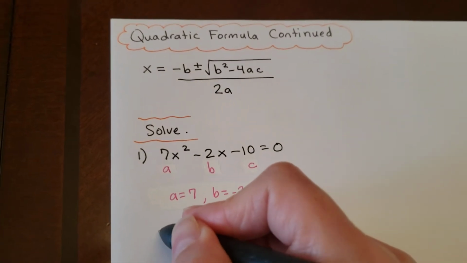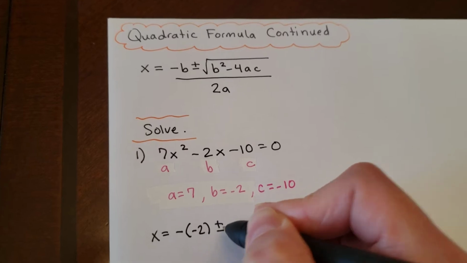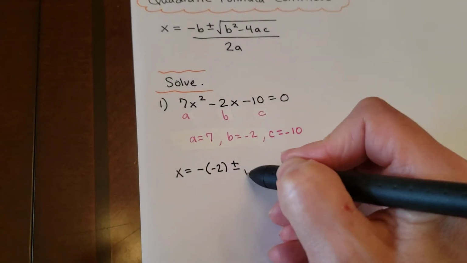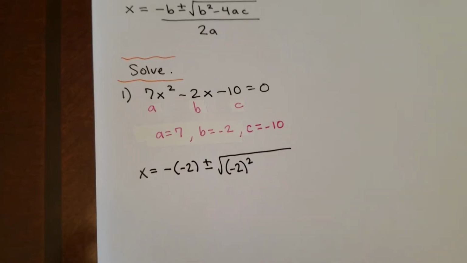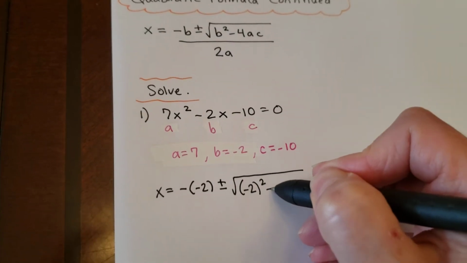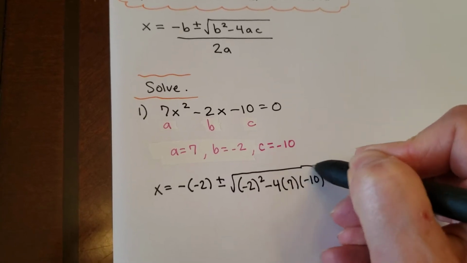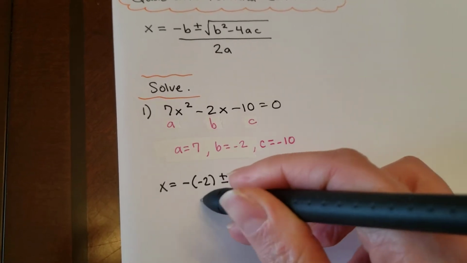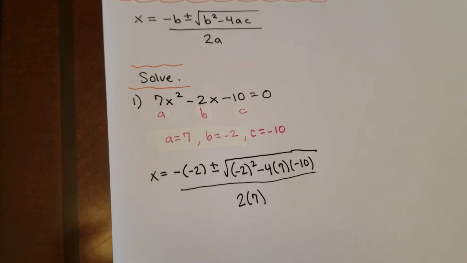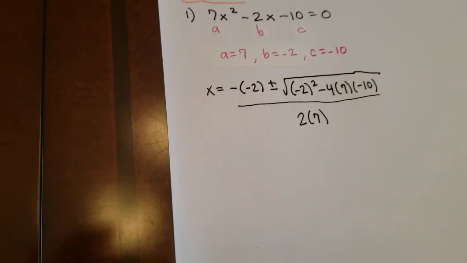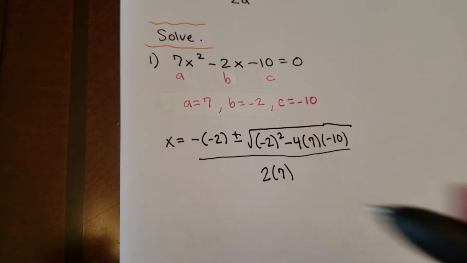So x equals negative of a -2 plus and minus, then our big radical, -2 squared, make sure you put it in parentheses so it changes positive, minus 4 times 7 times -10, all over 2 times 7. And then remember, it's just a matter of pushing the buttons into the calculator and making sure that you do the order of operations correctly.